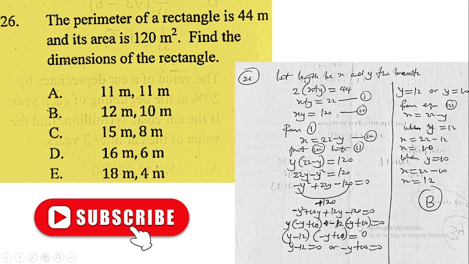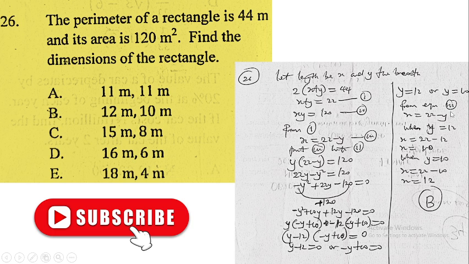Don't forget that the two brackets must be equal. So we have y minus 12 into minus y plus 10 equal to 0. Then also that means y minus 12 equals to 0, or minus y plus 10 is also equals to 0. Then from there we can find our y to be 12 or 10.